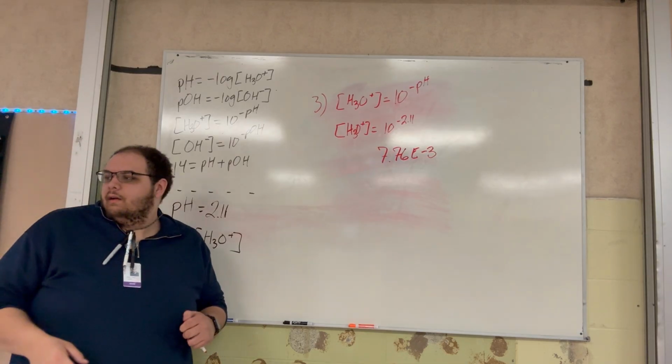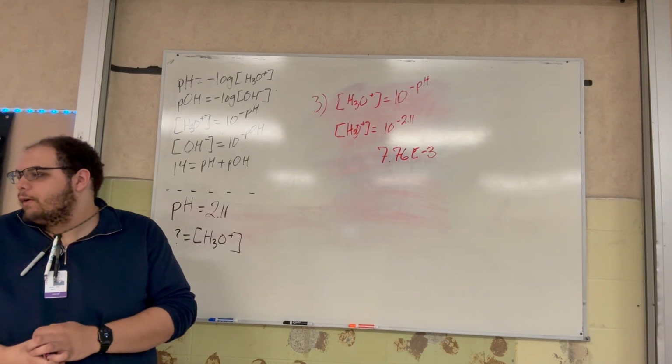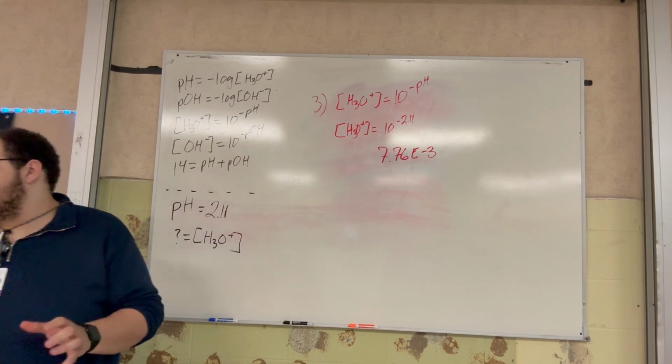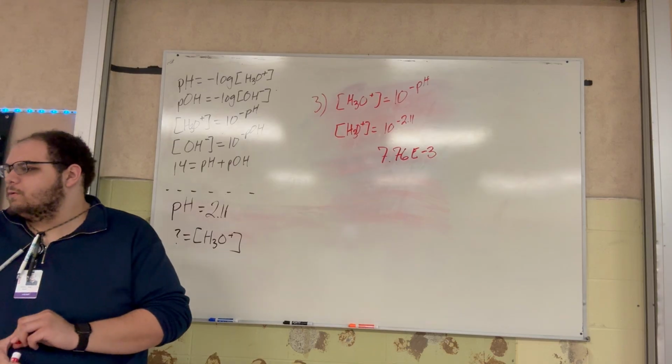I have no idea how he got that. You have no idea how I got this? That's just times 10 to the blank. So how many times do you have to move the decimal?